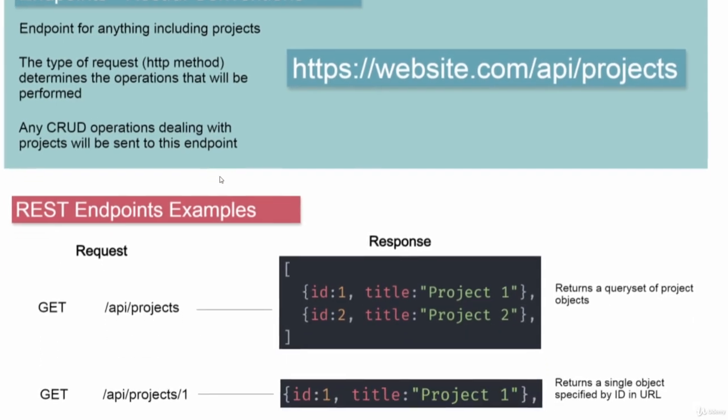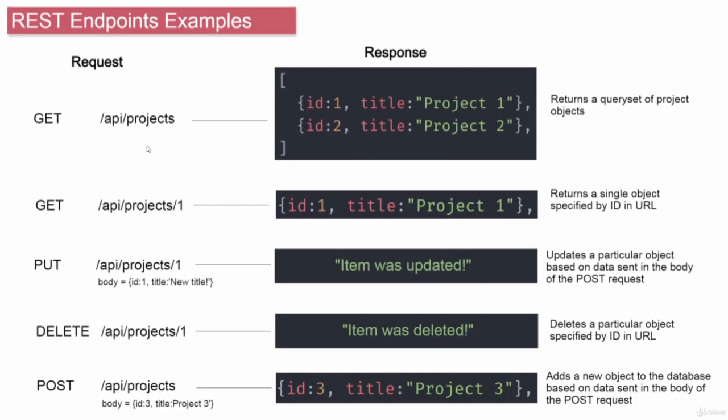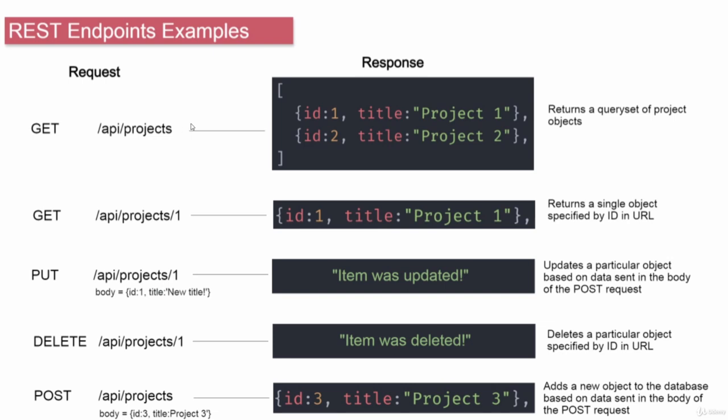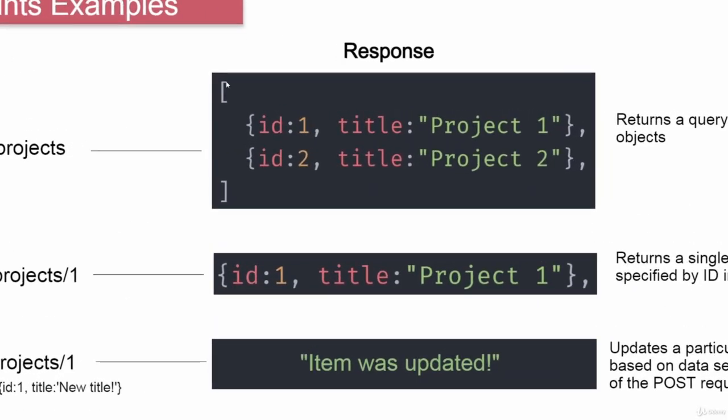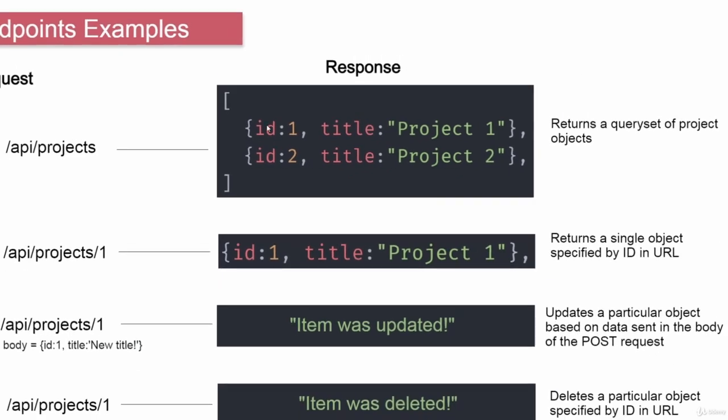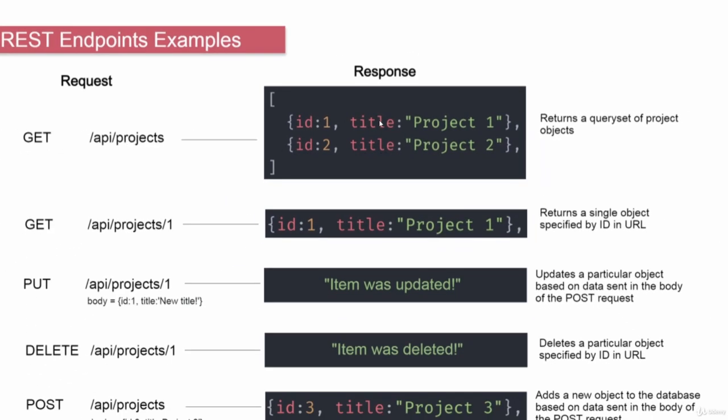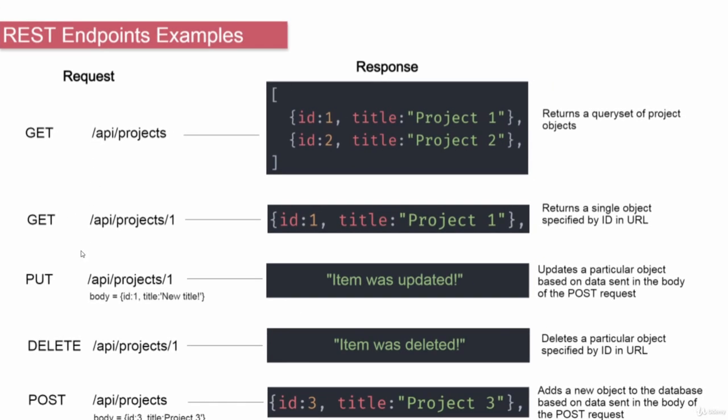So let's look at some examples here. We have API/projects. This is going to be a get method. What this is going to do is return back a list, or in this case, because it's JSON data, it's an array of objects. And in this case, we're just seeing 2 projects. We get all the data about the projects, and that's what our friend would get if they call this endpoint.